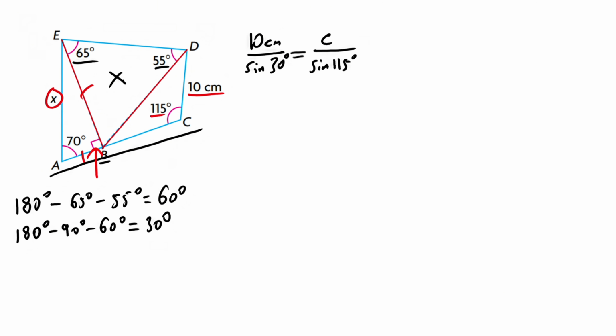To isolate for C, let's first multiply both sides by sine 115 degrees to get C alone equal to 10 centimeters times sine 115 divided by sine 30. This makes the measure of C about 18.1 centimeters.